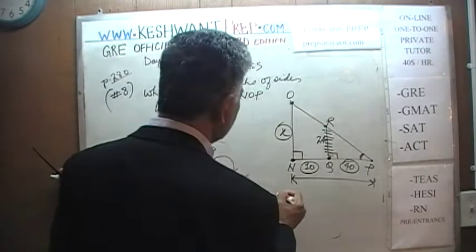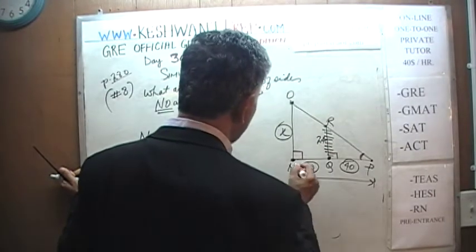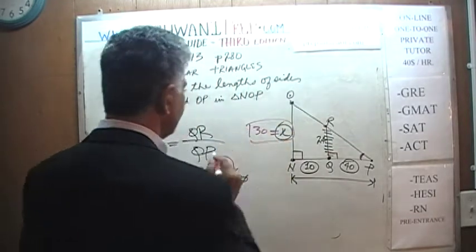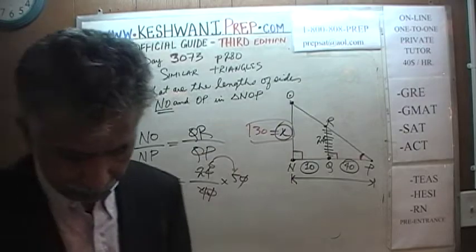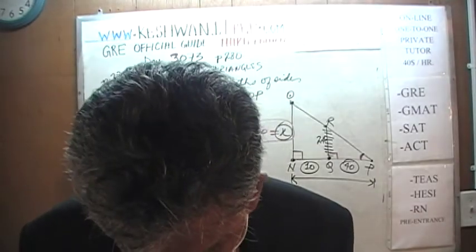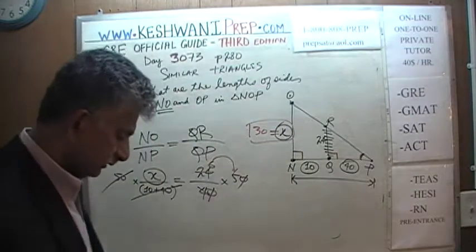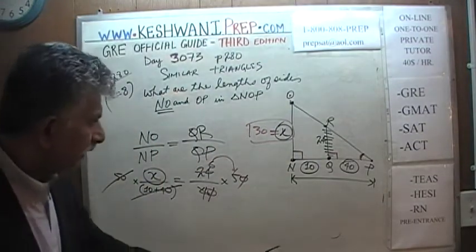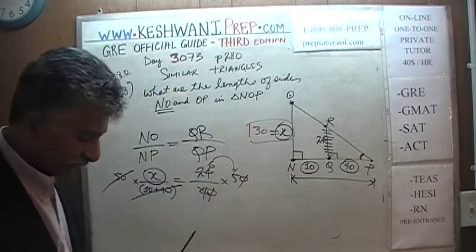NO is 30. Well, that's it. We found it. Is that the end of it? Oh, we have to find OP. Blast it. We have to find OP. OP is the hypotenuse.